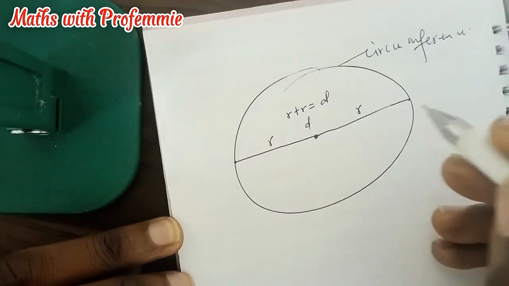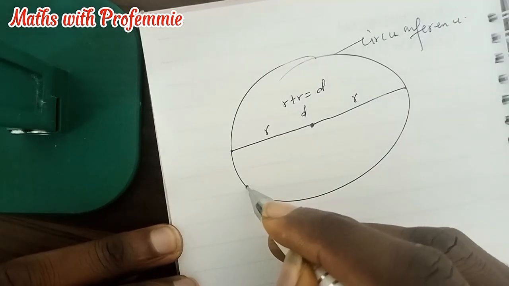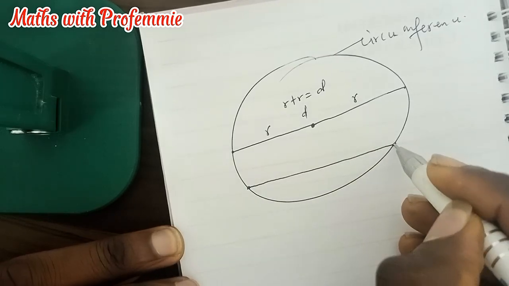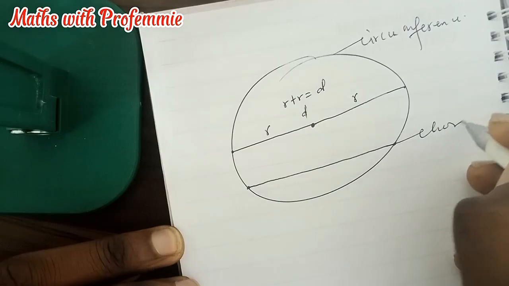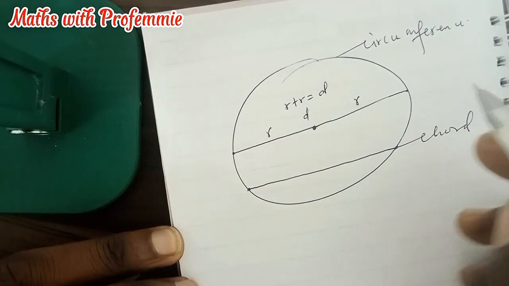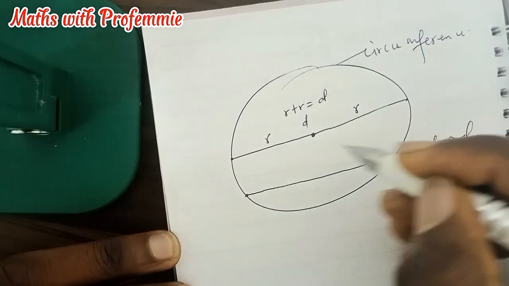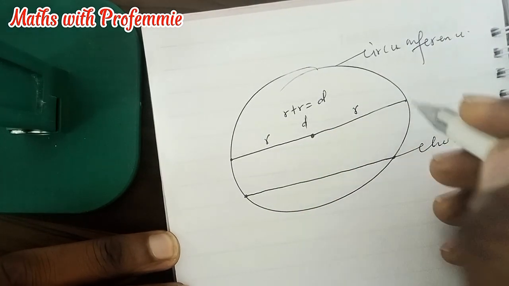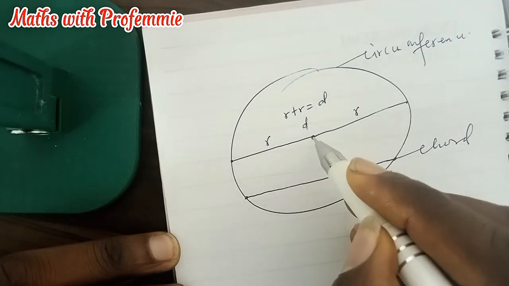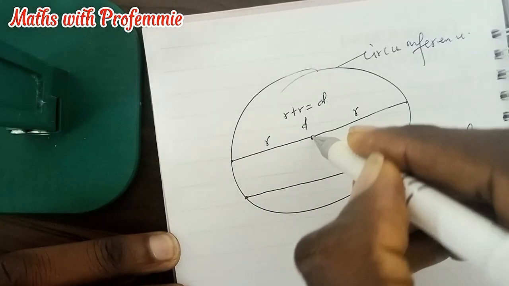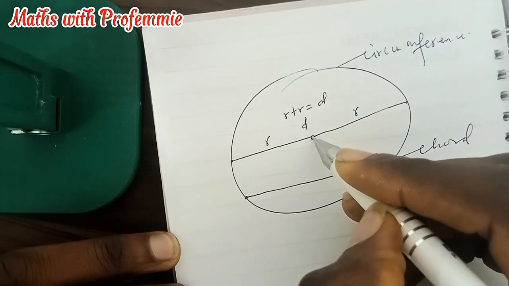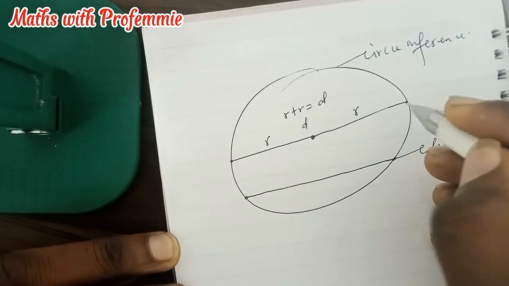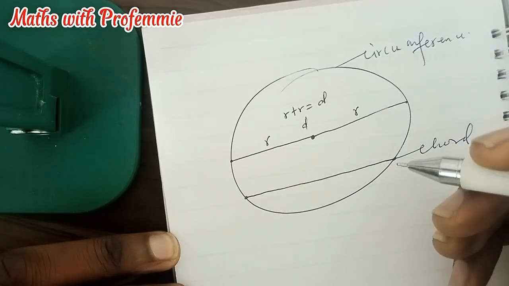Okay, so any other line from the circumference to another part of the circumference is called a chord. We call that a chord. We can also say that the diameter is the longest chord on a circle, as you can see, because any line passing through the center of the circle from one point on the circumference to the other is a diameter, and it is the longest chord on a circle.